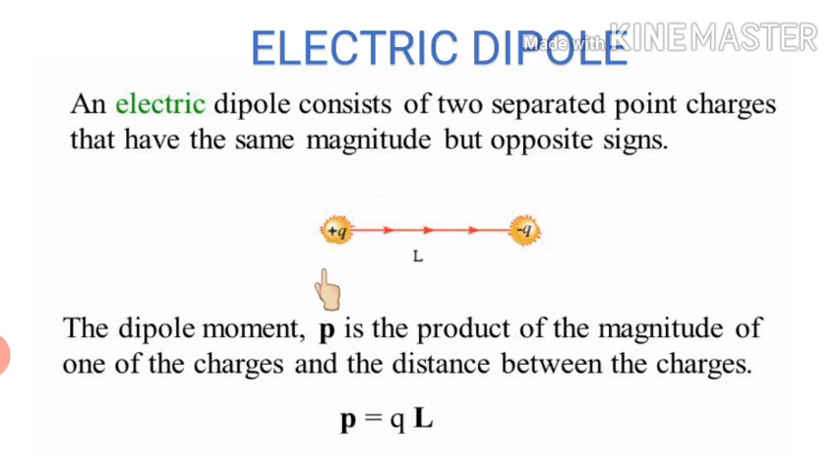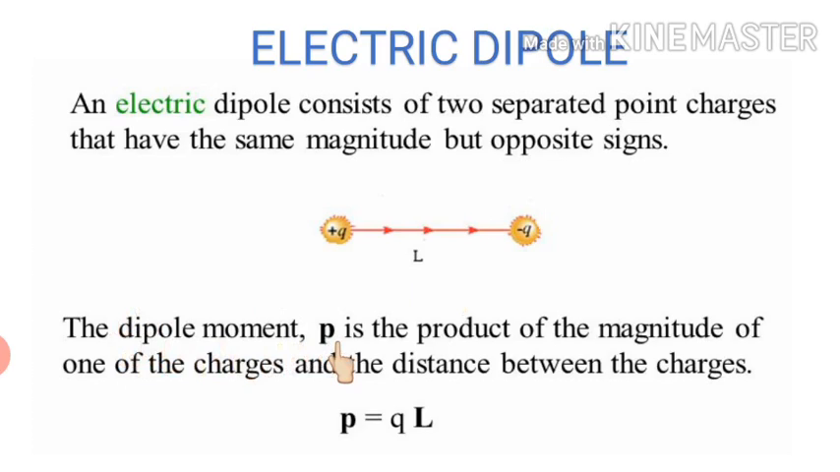In this picture we can clearly see that a positive charge is there and a negative charge is there. Both are equal in magnitude but opposite in nature, and they are separated by some small distance L. So this system will be called as what? An electric dipole.